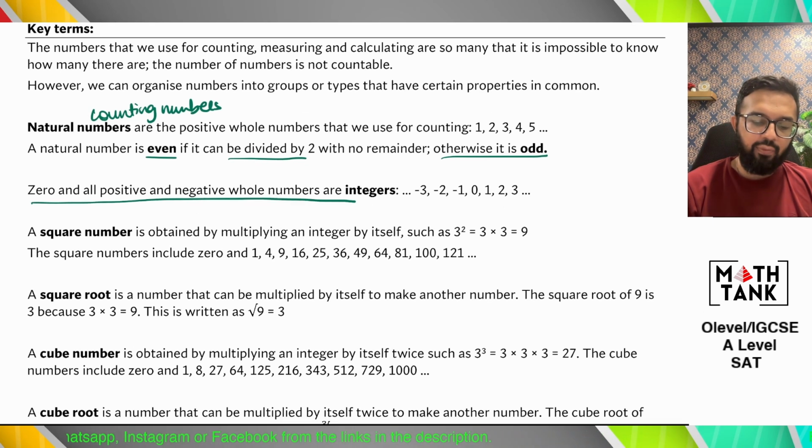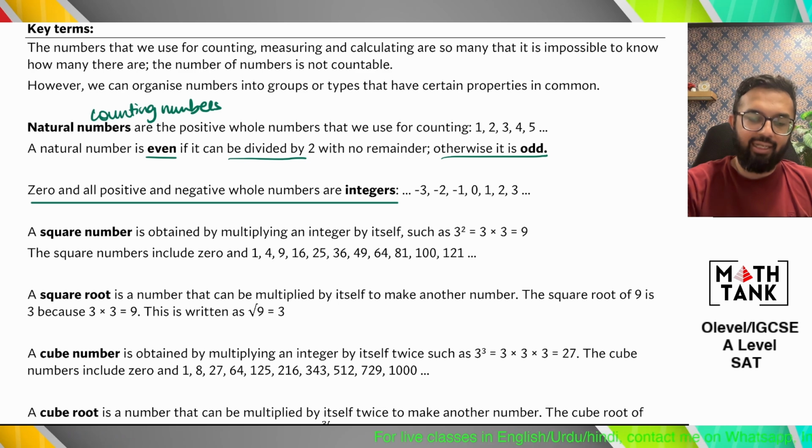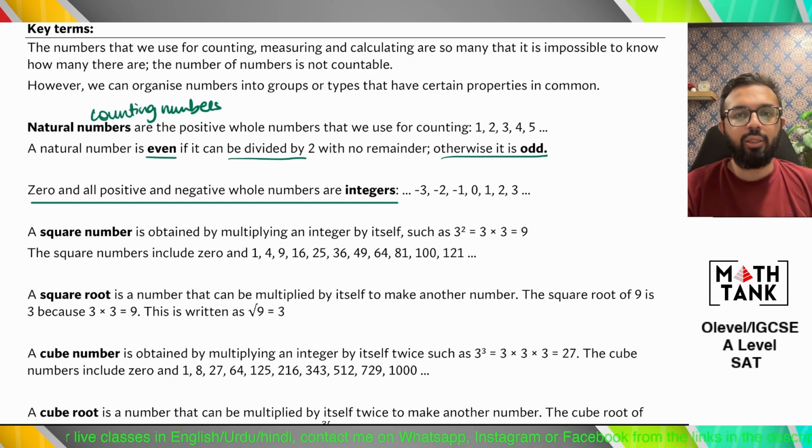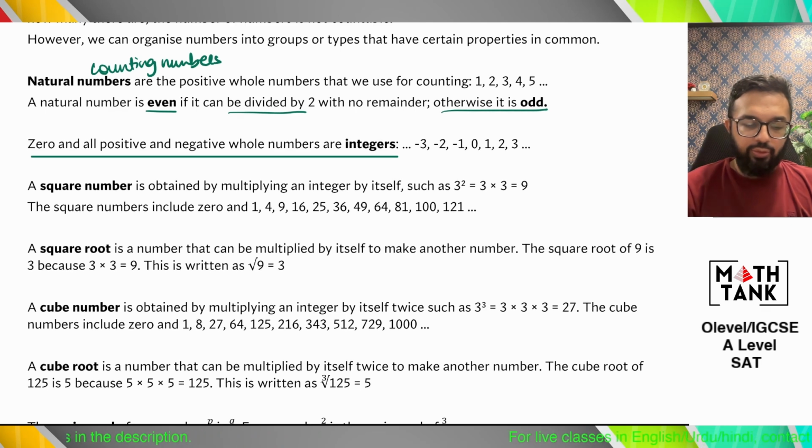0 and all negative numbers are whole numbers, and all positive and negative whole numbers are integers. So if you add negative numbers and 0 to this set of natural numbers, what is that category called? Integers. So an integer is just a whole number without a fraction, without a decimal. Another category to remember is a square number.